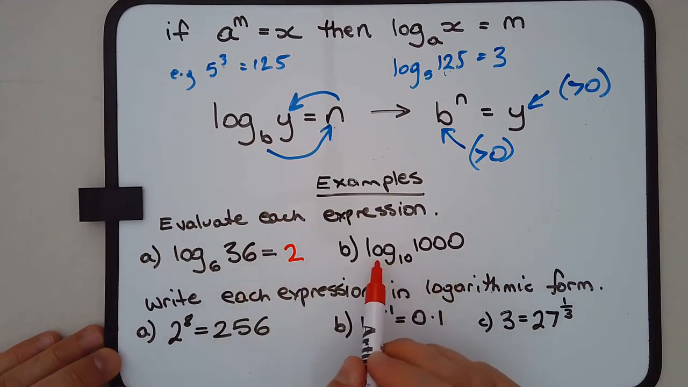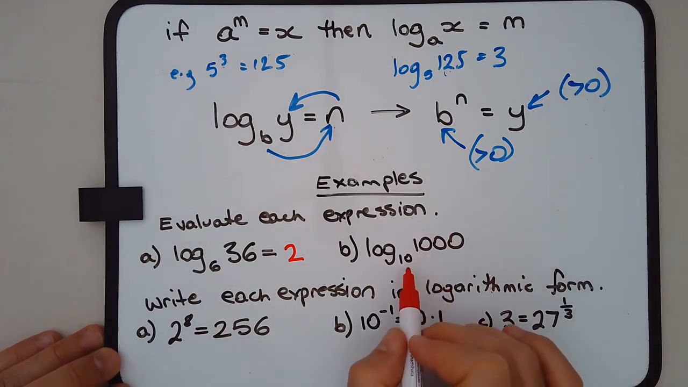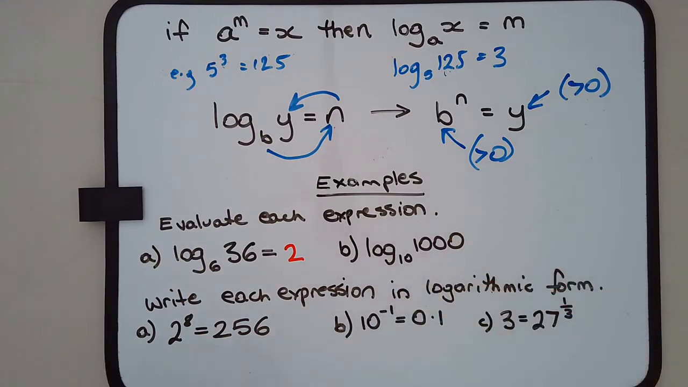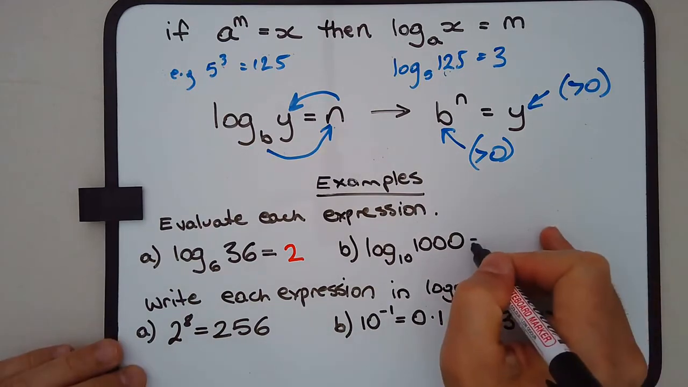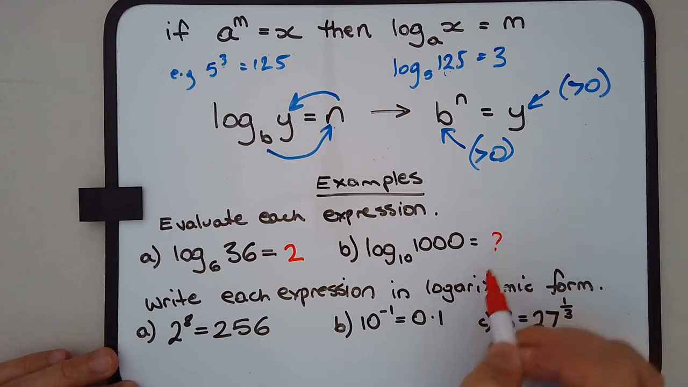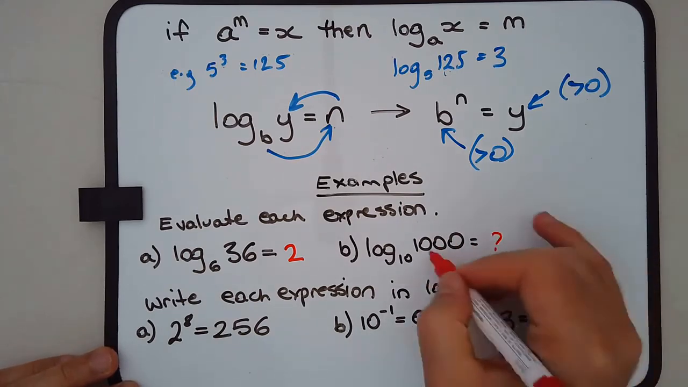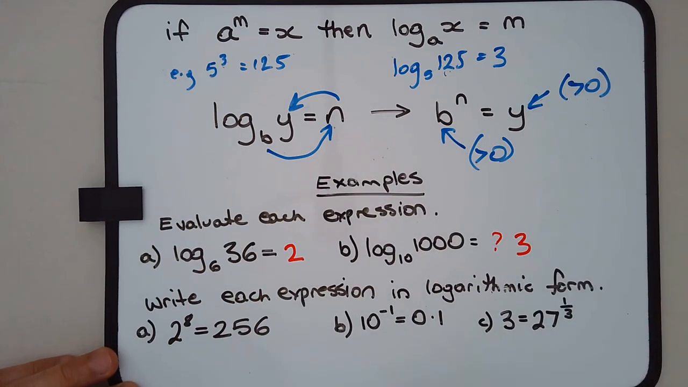What about this one? Log base 10 of 1,000. What do you raise the 10 by to give you 1,000? So 10 to the power of what gives you 1,000? Well, 3 zeros, so the answer there would be 3. And you can check that on your calculator. 10 to the power of 3 will most certainly give you 1,000.